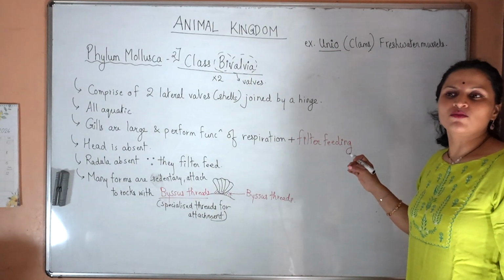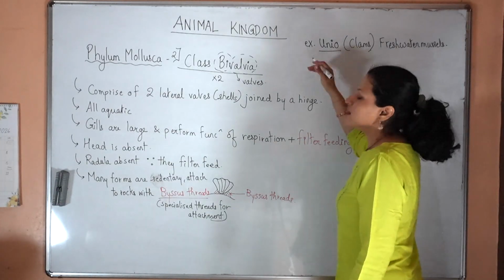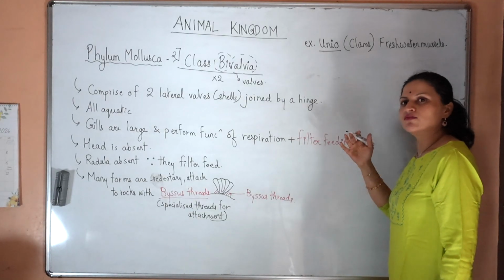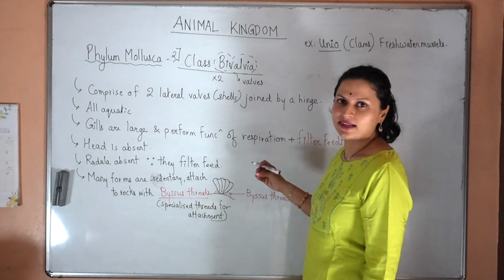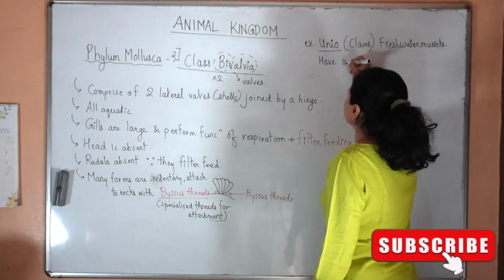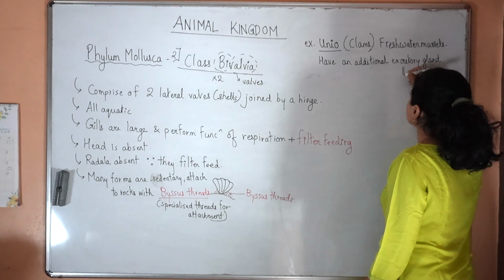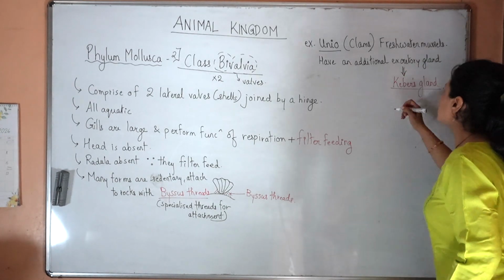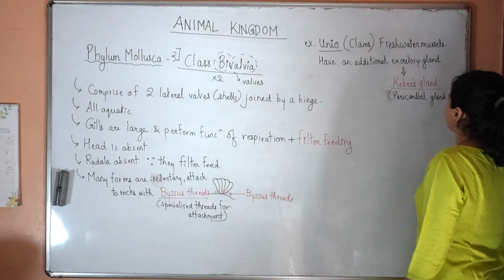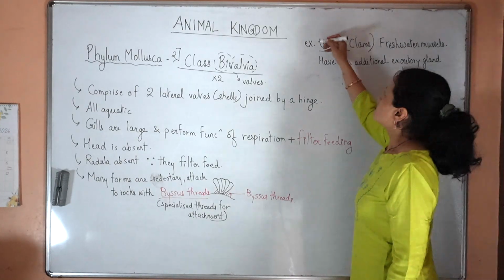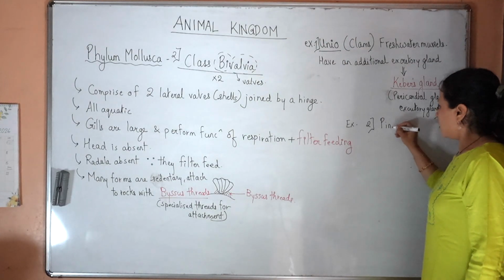For excretion, the mollusks have metanephridia, one pair. Now this Unio, in addition to the metanephridia, has one more specialized gland close to the heart, which is called Keber's gland. This is important: an additional excretory gland called Keber's gland. This Keber's gland is also called the pericardial gland because it is around the heart. Pericardial gland, excretory gland.